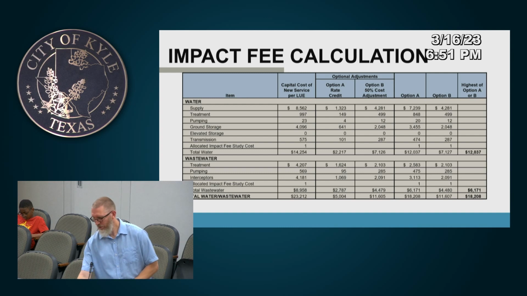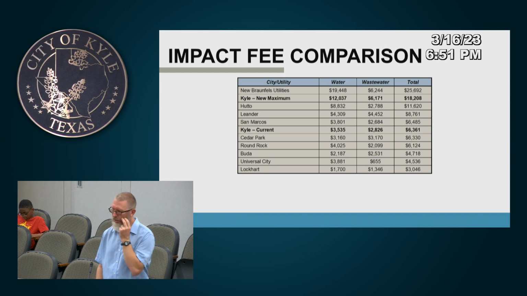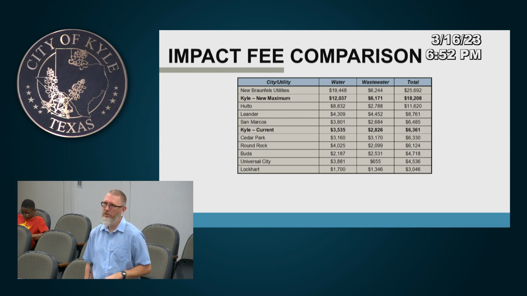So if we want to see how this compares to some other cities, someone asked about the city of Austin, so I have updated the report to include the city of Austin in this table. The City of Austin currently has a water impact fee of $4,700 and a wastewater impact fee of $2,500, for a total impact fee of $7,200. The City of Austin last updated their impact fees in 2018, so they will be updating them relatively shortly because they have to go through this process every 5 years.